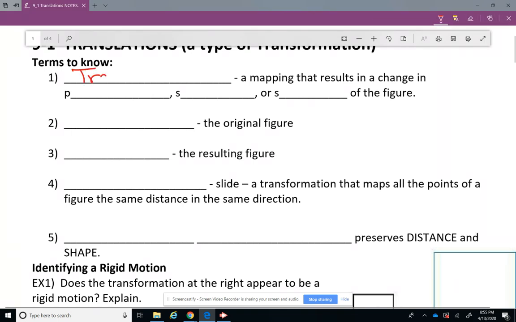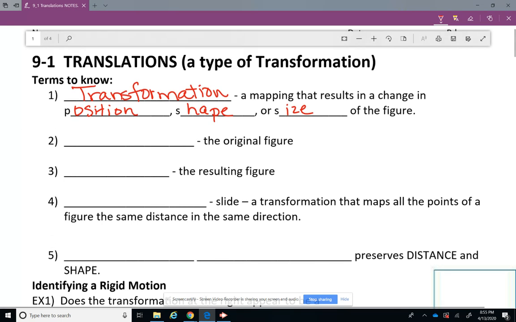Transformation is a mapping that results in a change in the position, the shape, or the size of the figure. Now, not all of them occur at the same time because we're going to learn about a lot of different transformations, and you'll probably remember some from 7th grade.